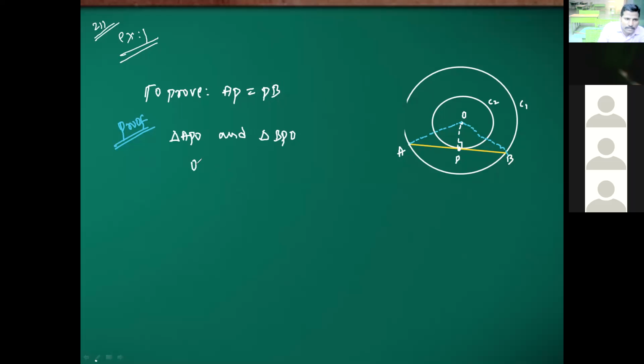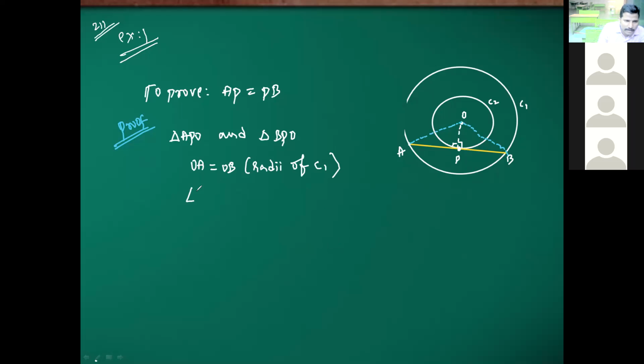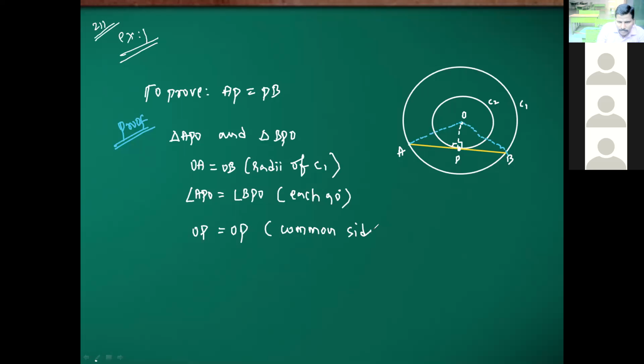Now we'll go to these two triangles. What are the things that will be equal? First, OA equal to OB. This is the radius of circle 1. Did you observe that? OB and OA are the radius of the bigger circle. Next, here we have 90 degrees on both sides: angle APO equals angle BPO. Each is 90 degree. I told you why it is 90: because the radius is always perpendicular to the tangent at the point of contact. And next, OP is equal to OP. This is the common side.